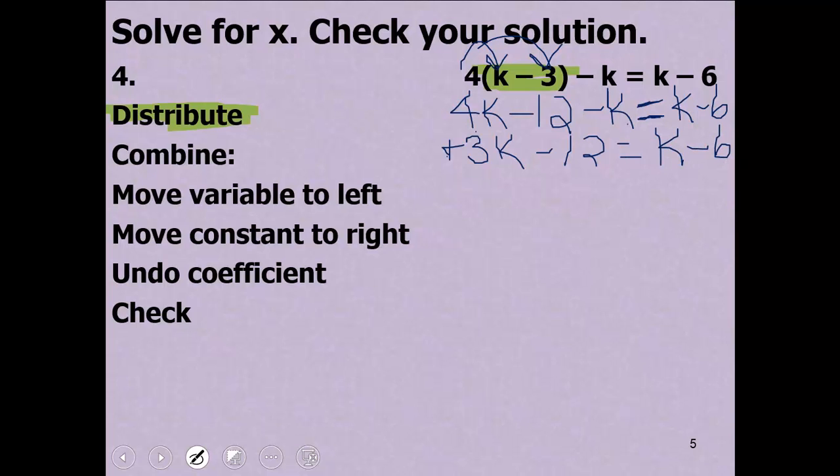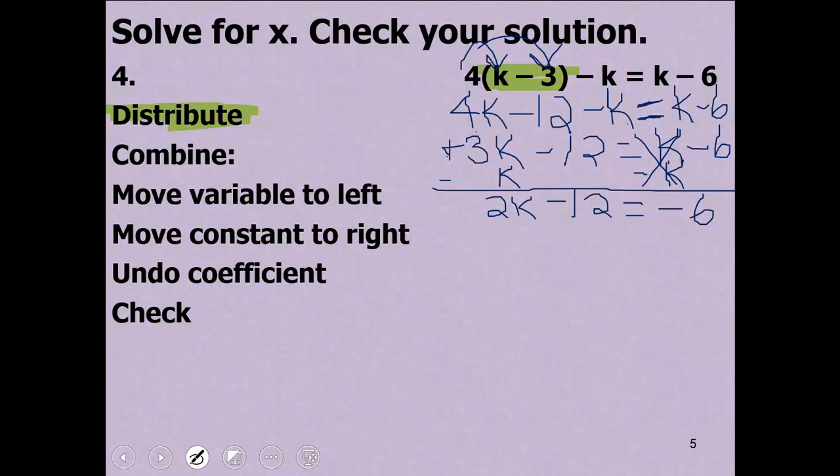All right? I'm going to move my variable to the left. So that means I'm going to take this k and subtract it so that I get rid of it over there. And I'm left with 2k minus 12. This is like having 3 kites and giving 1 kite away. That leaves you 2 kites. These are gone.